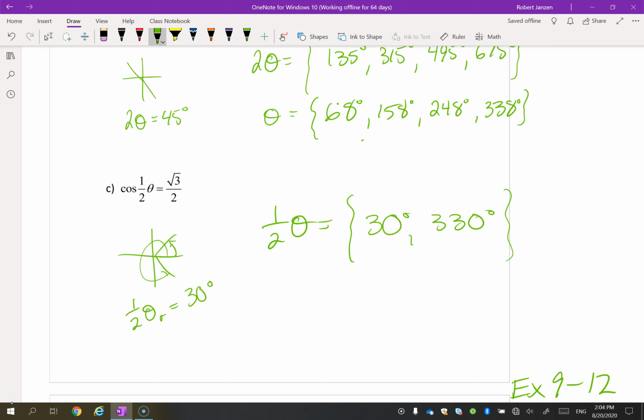And my gut's kind of telling me I don't think this is an answer. I'm not going to cross it out yet. Let's just check. So I'll multiply by 2 here, and I end up with 60. And if I multiply 330 by 2, I get 660. And I hope you see 660 is too big. So we're going to reject it.